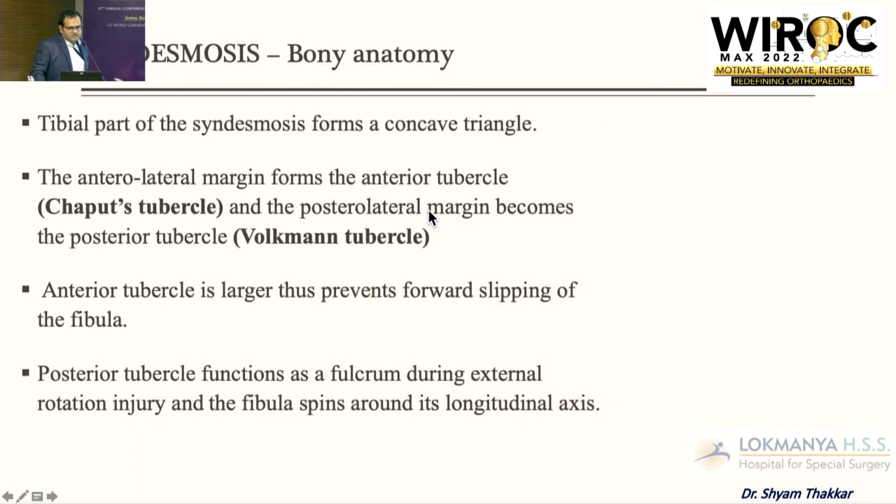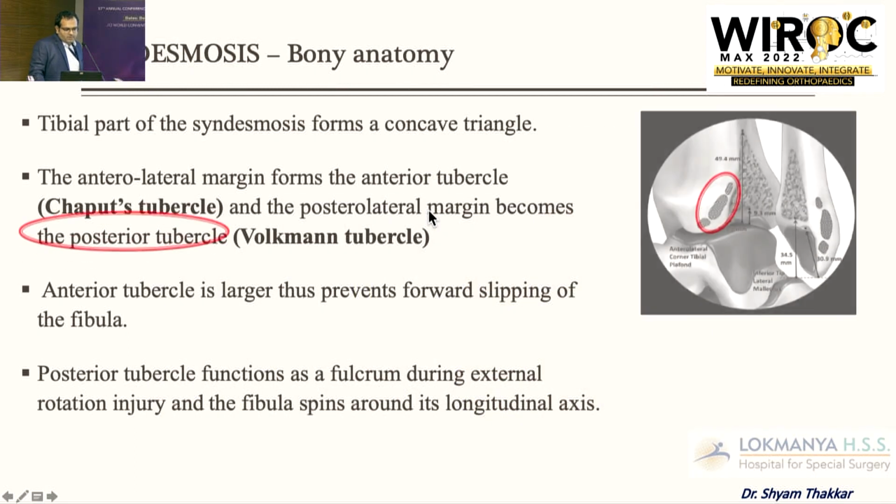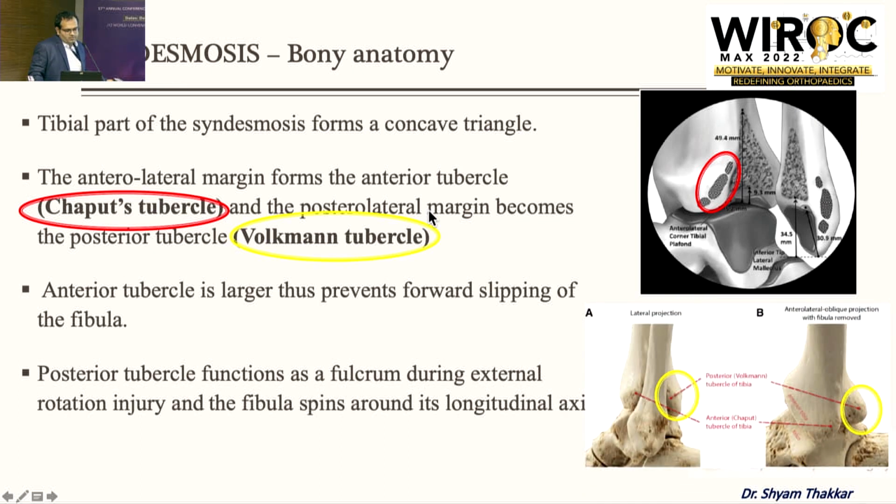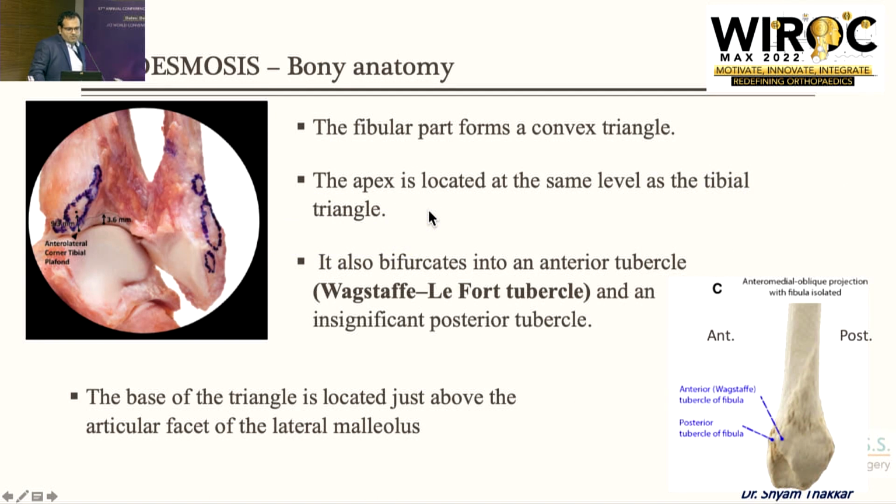The tibial part is concave, like we saw. The important bony landmarks: one is the anterior tubercle, which is the Chaput tubercle of the distal tibia, and the posterior tubercle, the Volkmann tubercle. The fibular part is, like we spoke, a convex triangle with the distal anterior tubercle as the Wagstaffe-Le Fort tubercle.